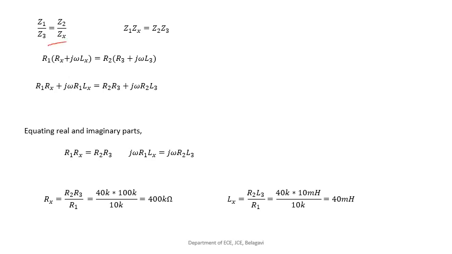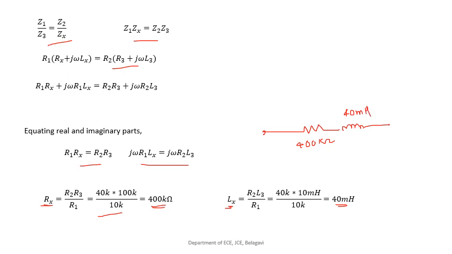Same thing we have just discussed: you have to equate real and imaginary parts, and then if you substitute you will get around 400 kilo ohms for Rx, and for inductance you will get around 40 millihenry. So after this you have to draw the diagram. This branch will have a resistance and an inductance. Resistance is 400 kilo ohms, inductance is around 40 millihenry. So this you have to draw.